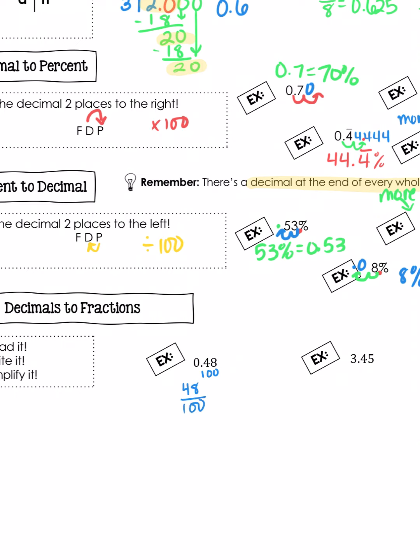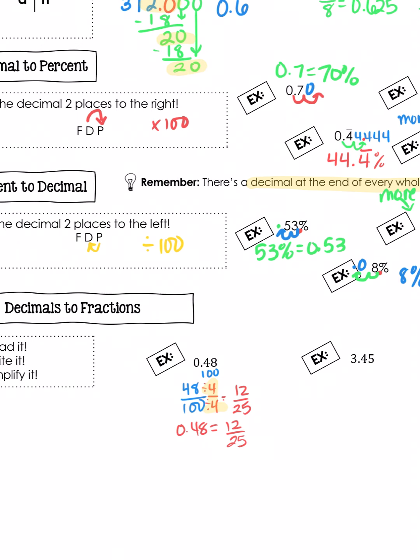And then I ask myself, can I simplify that? Yes, I can divide by 4. And I'm going to get 12/25. And when I say divide by 4, I really mean 4/4, which is really 1 whole, which anything divided by 1 is itself. So 48/100 is equivalent to 12/25.